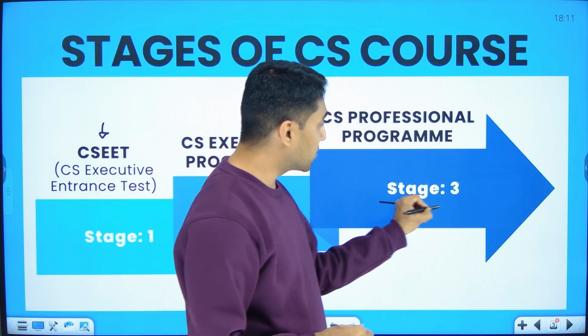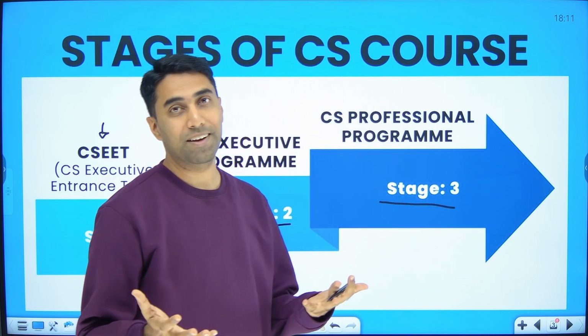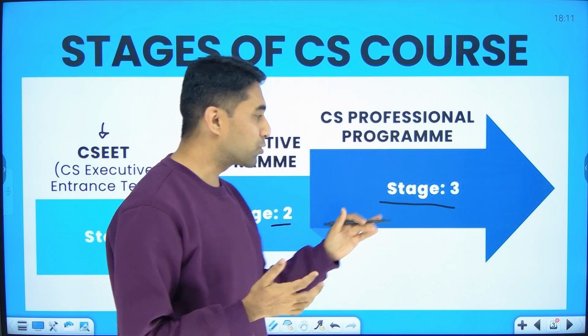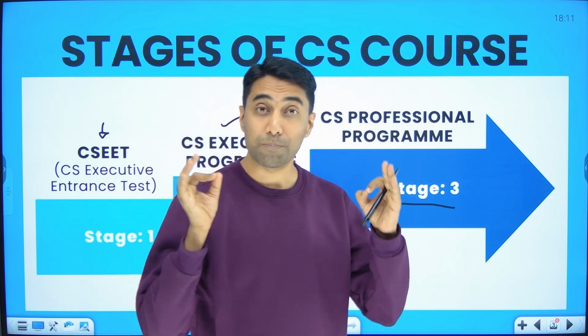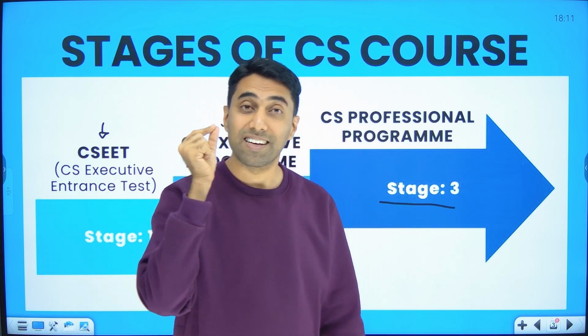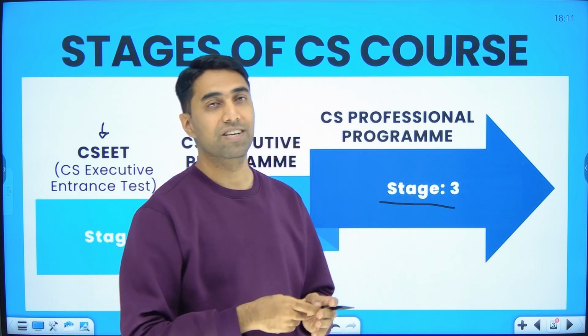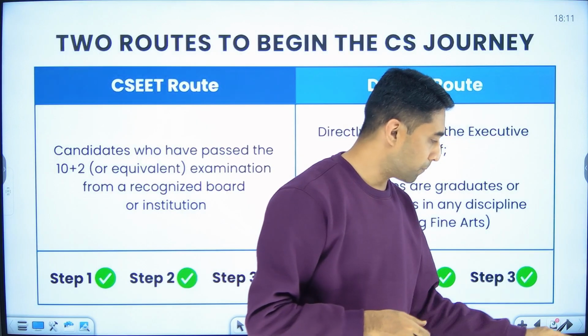Then we come to the third stage, and the only way to enter the third stage is to pass the CS executive program. Once you pass this, you enter the CS professional program, which is the third stage and the final stage before you become a company secretary.